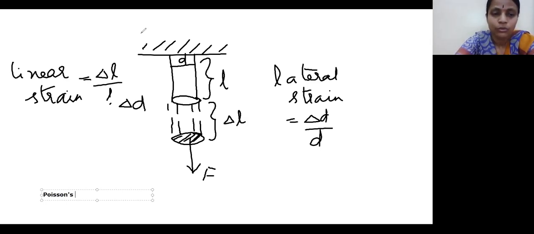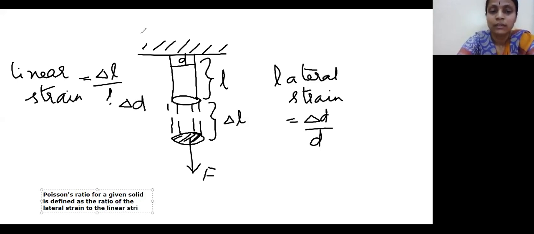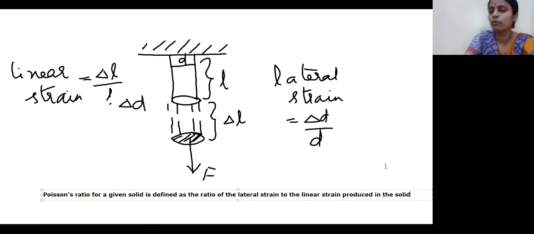Let me define it first. Poisson's ratio for a given solid is defined as the ratio of the lateral strain to the linear strain produced in the solid, right? Suppose I'm going to apply a normal stress and it is going to produce both lateral strain and linear strain. Then the ratio of the lateral strain to the linear strain is what we are going to call Poisson's ratio. And I'm going to denote it by sigma.